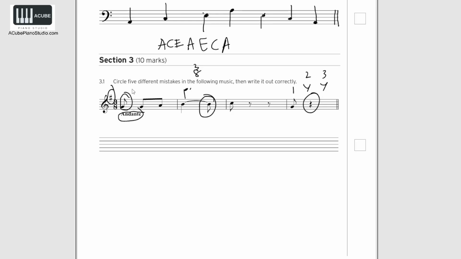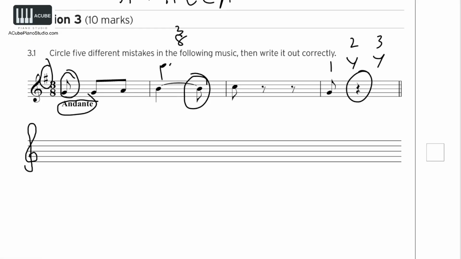Now that we have found 1, 2, 3, 4, 5 different mistakes, the next thing is to copy and then write it out correctly and neatly. If you're using the paper-based exam, please write neatly, okay? Let me blow this up a bit so that it's easier to write.